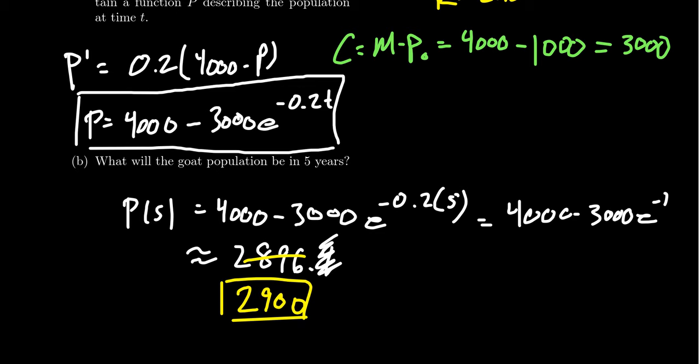Now, be aware, if you're working on a homework question, it might ask you to round to the nearest whole number. Follow the instructions there. But in practice, we might not say, oh yeah, there's going to be 2,896 goats after 5 years. We'd say, oh yeah, there'll be about 2,900 goats. We, as human beings, like rounded numbers. So rounding to 2,900 is pretty nice. We could even round to 3,000, and we'd be pretty happy with such a thing.